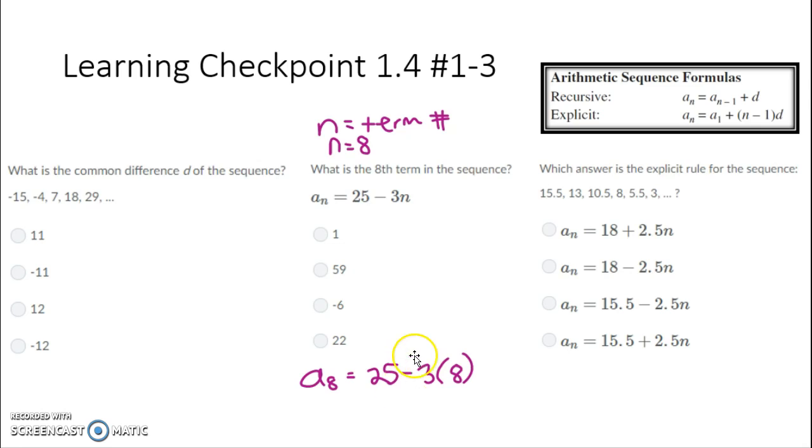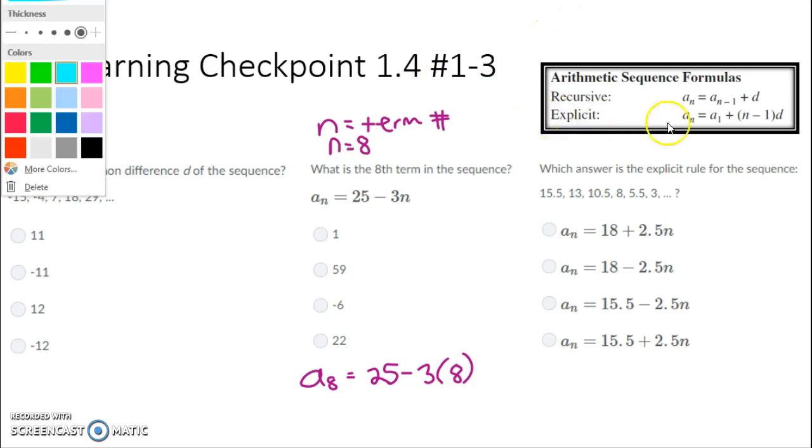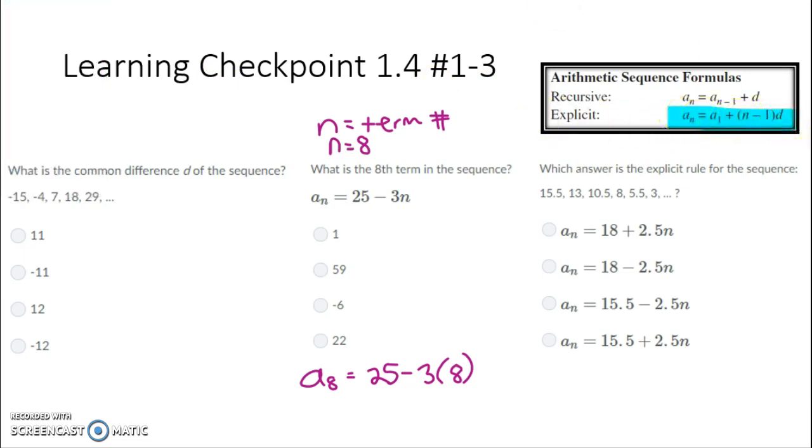And you need to use your order of operations to simplify this down and generate the 8th term of your sequence. Number 3 says, which answer is the explicit rule for the sequence 15.5, 13, 10.5, 8, 5.5, 3, and so on? I've snipped something off of your formula sheet that will be given to you on the end of course test. You do not need to memorize the recursive and explicit rules for the sequences. It's not a bad idea to memorize them if you just want to, but they will be given to you. This question says, what is the explicit rule? That means we're going to be using this one right here.